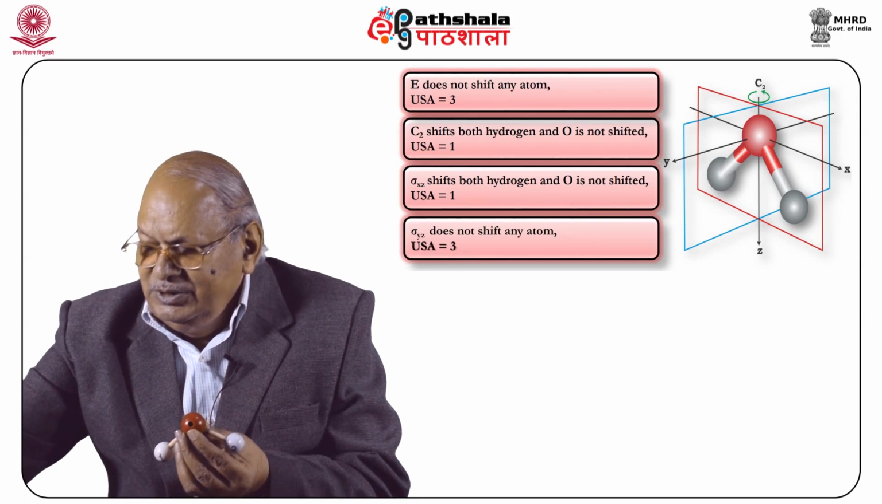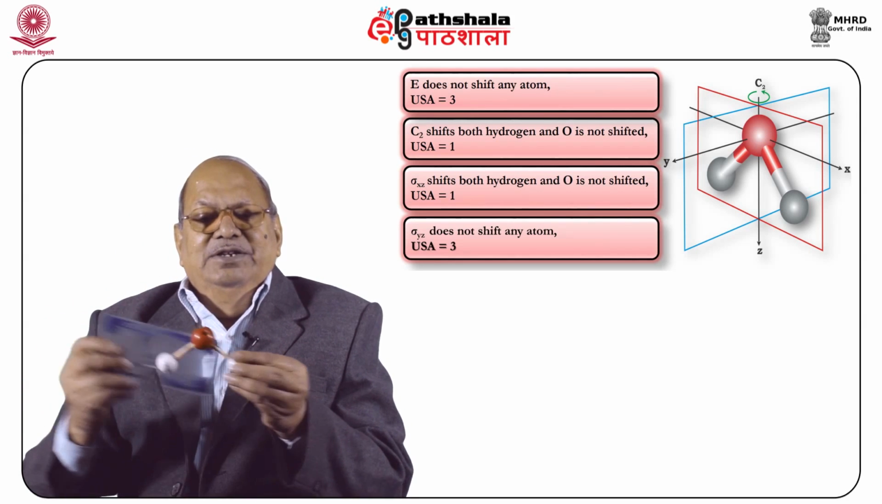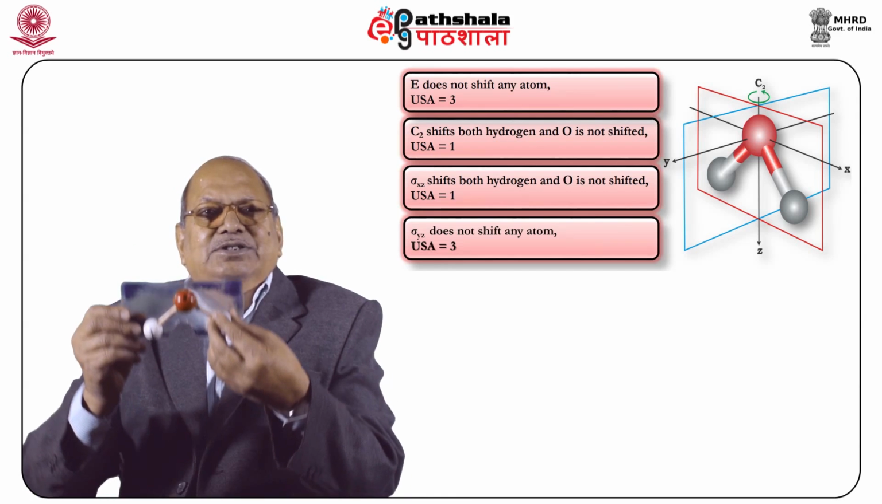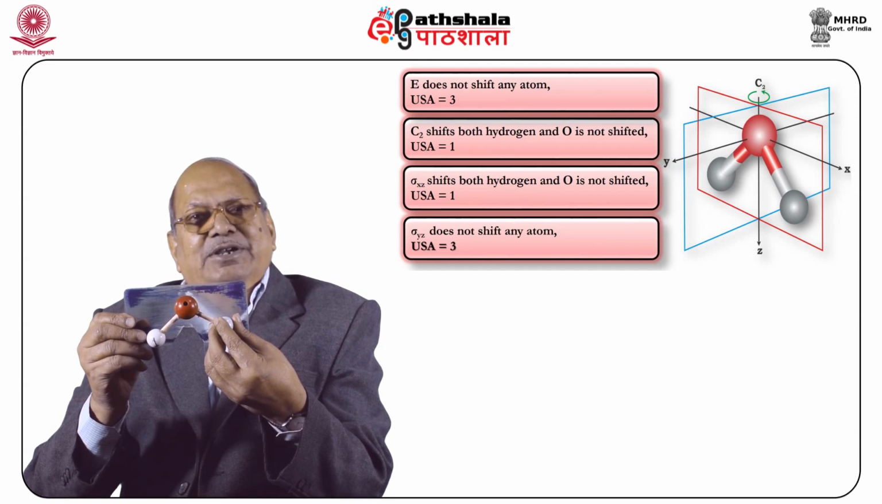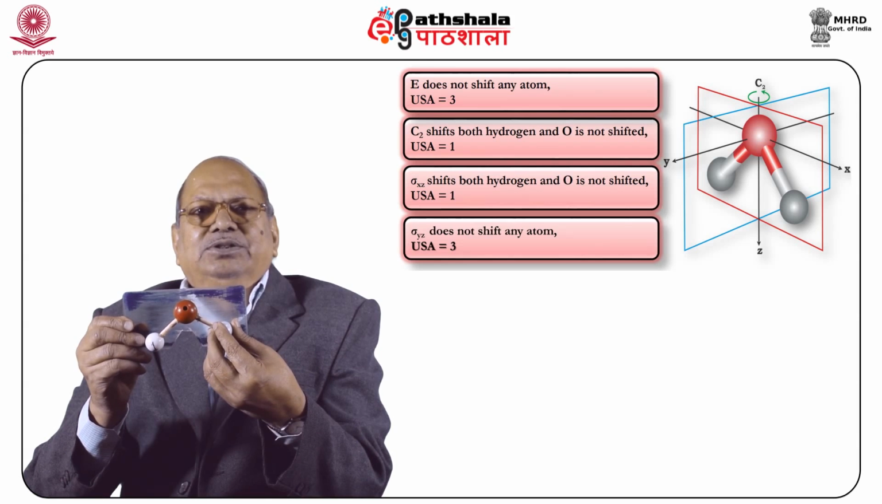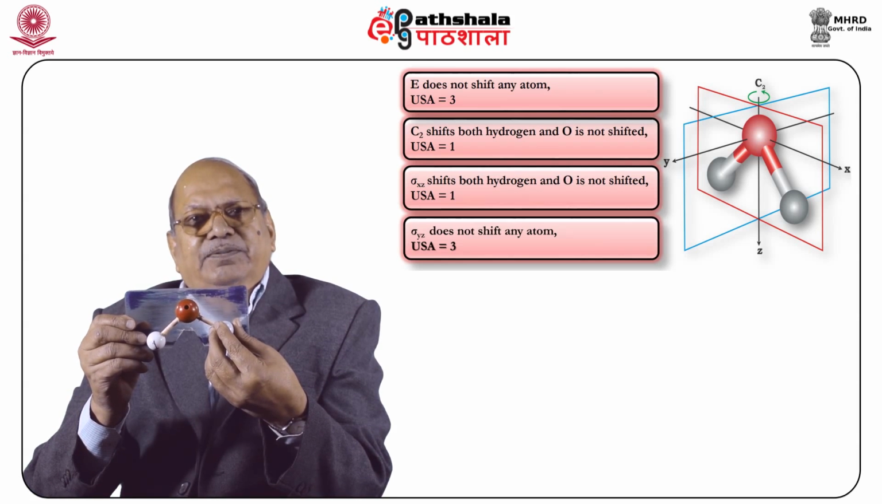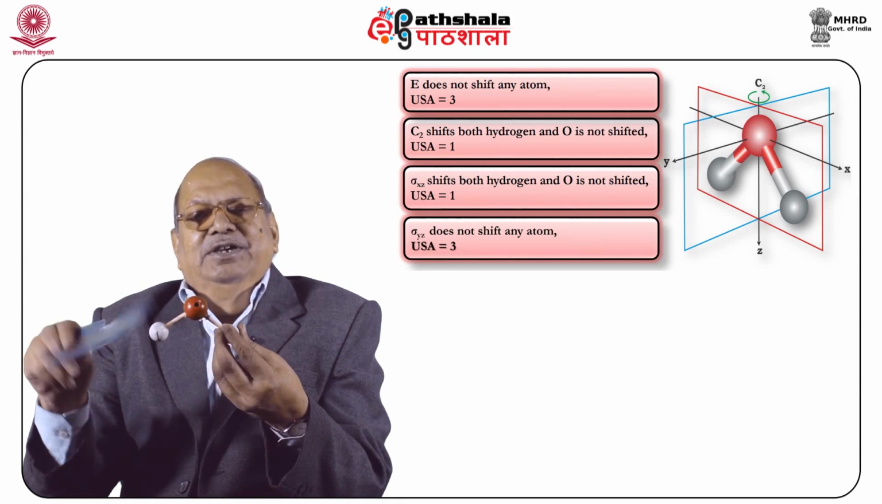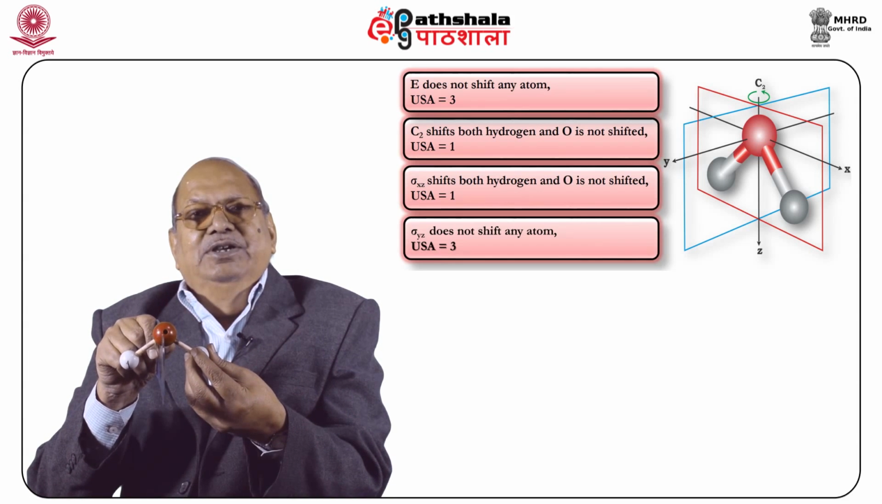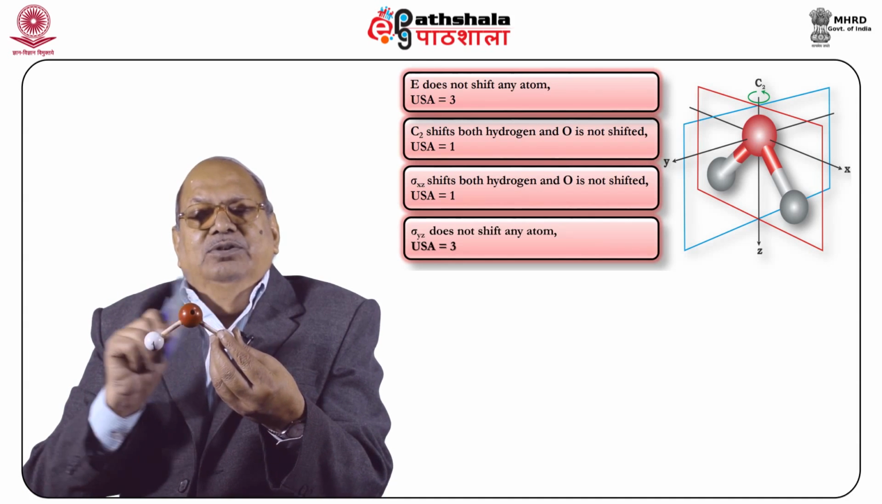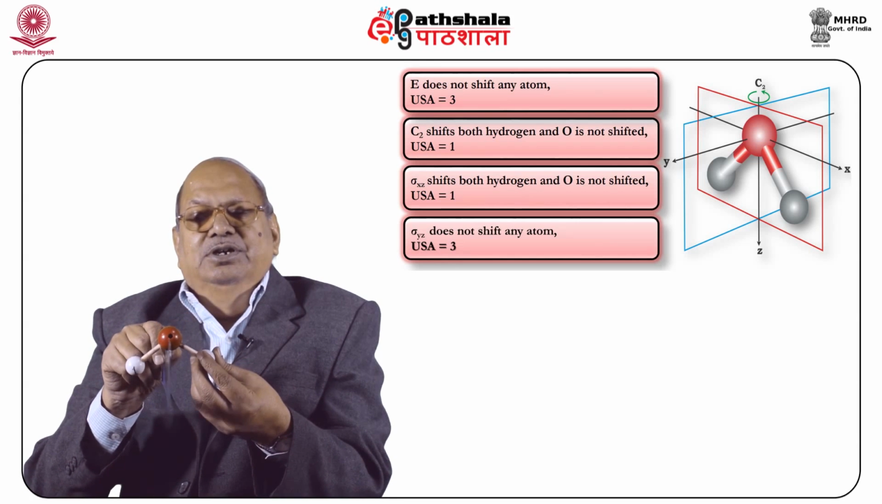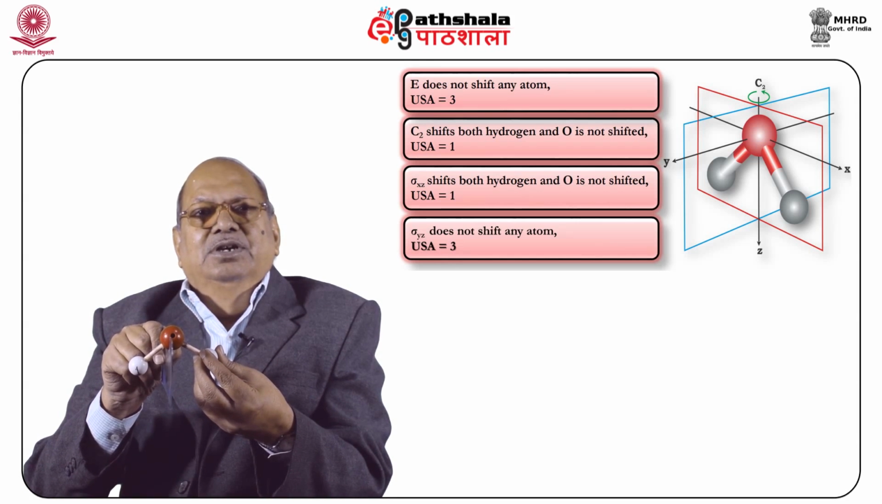Now what happens if I take sigma yz? That is, my molecule lies in this plane. All the atoms remain at the same place. Oxygen and 2 hydrogens do not shift. That is, all the 3 atoms are not shifted. Now what happens if I take sigma xz? This is my sigma xz bisecting the HOH angle. Again here, this hydrogen and this hydrogen are interchanged, and the middle oxygen remains the same.